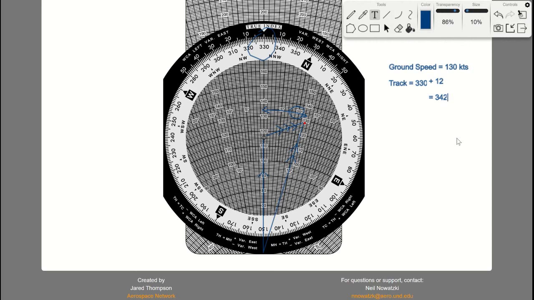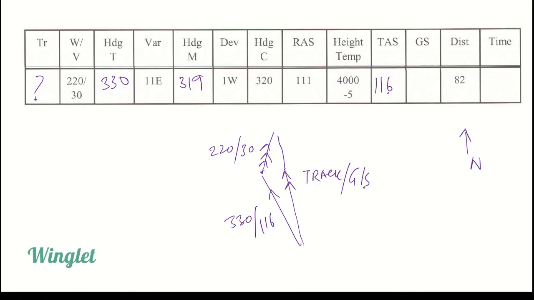So now I'm in a position to complete. Ground speed I got of 130 knots, and track I got of 342. Now I have got my ground speed. Just let's make sure that it's making sense, because I had tailwinds, so my ground speed should be more than my TAS. So I got my TAS at 116, my ground speed is more than that. That means I have tailwinds, so it's making sense.